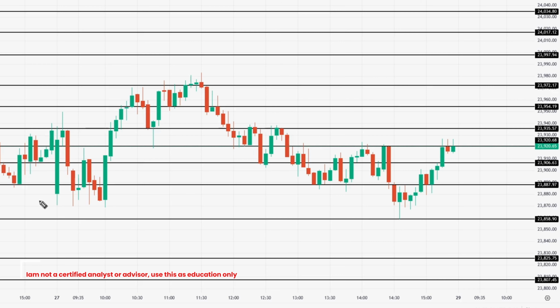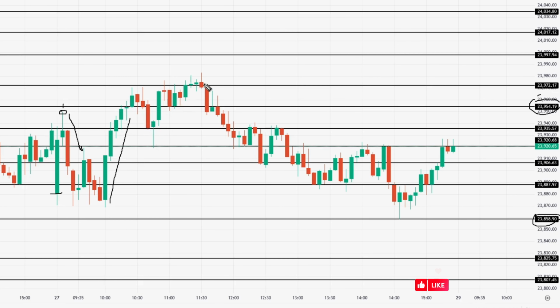Let us see how the market behaved today, which is on May 27th. There was a gap down of approximately 50 points. Market opened somewhere here at 23,880 and made a high at 23,954. There was a level of 23,954, and again we can see there was a downtrend. Eventually, it did not touch this level, which is 23,858, and there was an uptrend at around 10 o'clock.